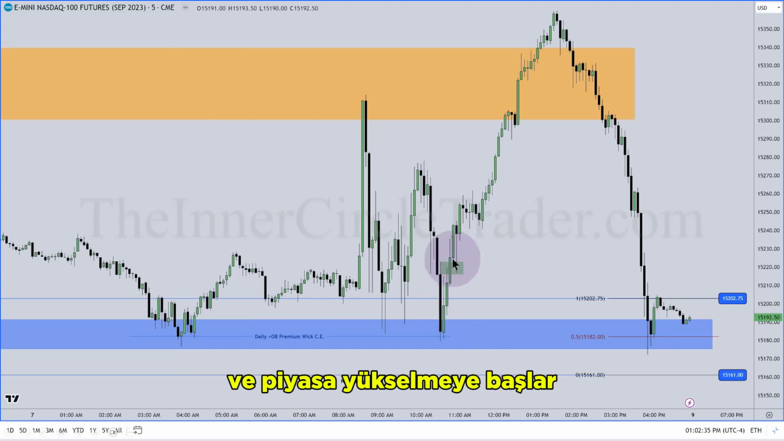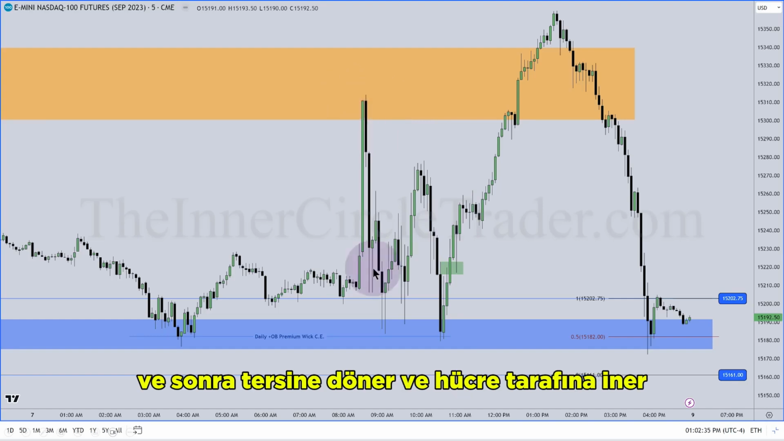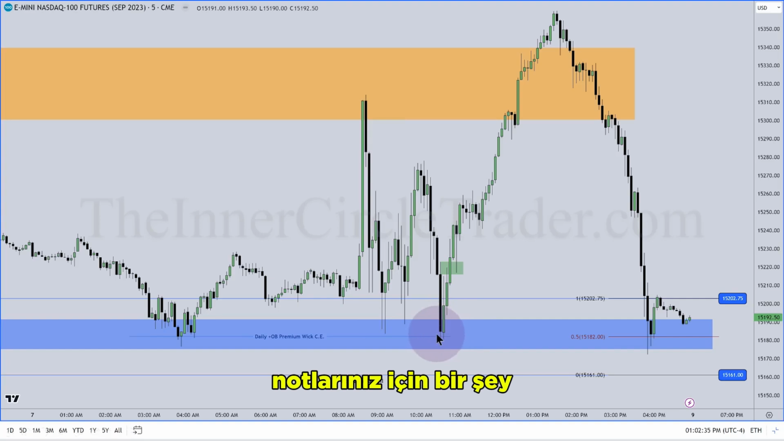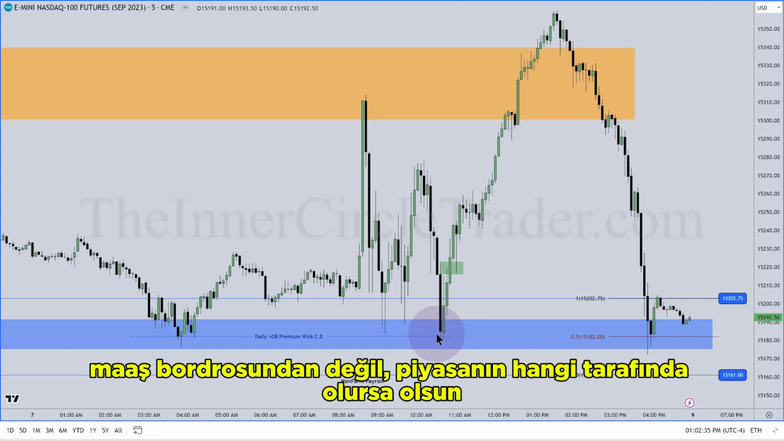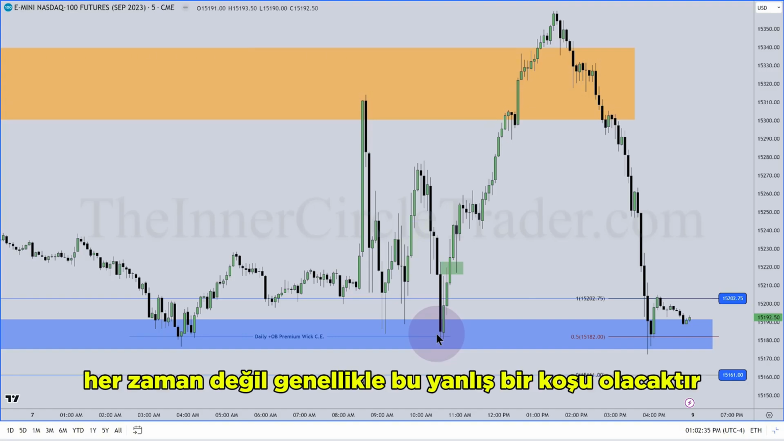Then the market starts to move higher. Notice what it's doing first. It's taking buy side and trading up into an inefficiency, and then reverses and goes down to sell side. So one of the things for your notes for non-farm payroll: whatever side of the marketplace it goes for first, right as 8:30 news hits, usually, not always, usually that will be the false run.